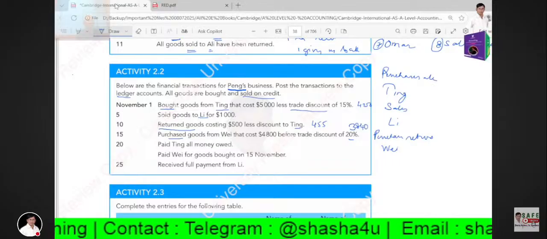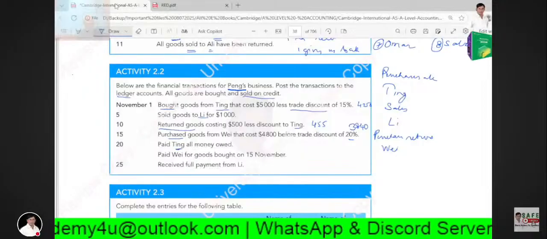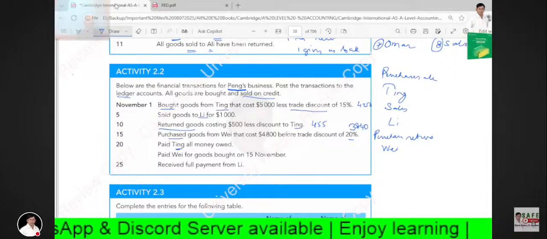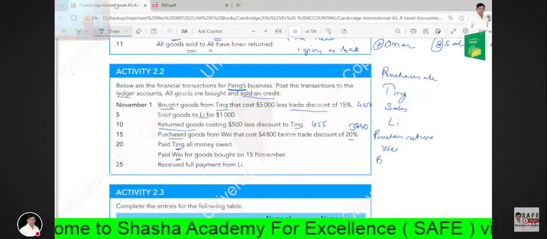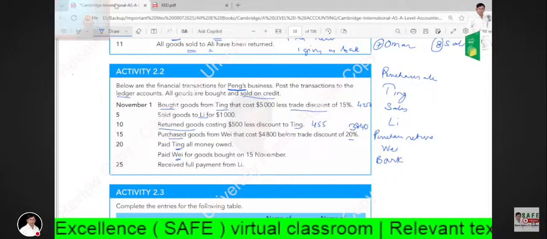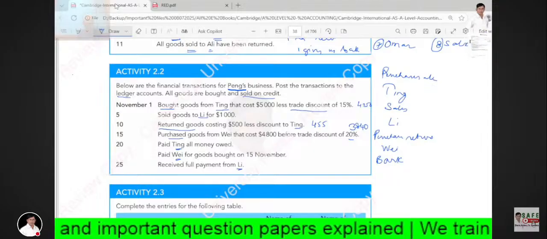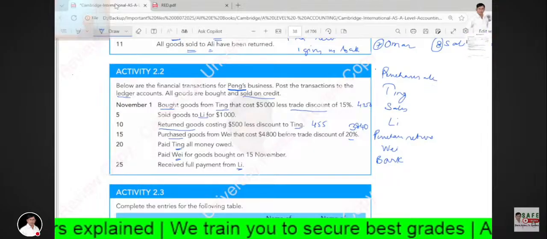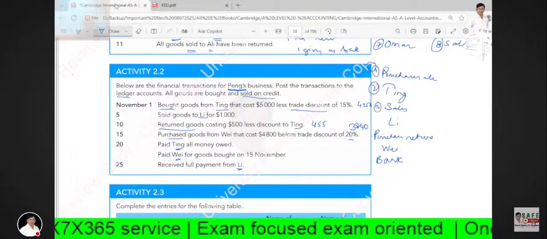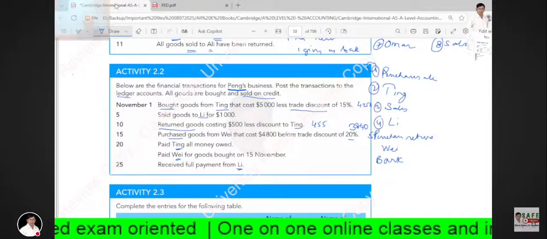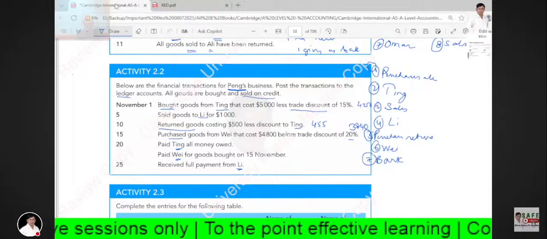Then paying all money owed: whatever money you owe, you have paid to Ting. Paid V for goods bought on 15th November. Which account will be there? Bank account. We have to open the bank account also. Received full payment from Lee, which will also be recorded in the bank account. So how many accounts should we open? One, two, three, four, five, six, seven. We have to open 7 accounts.